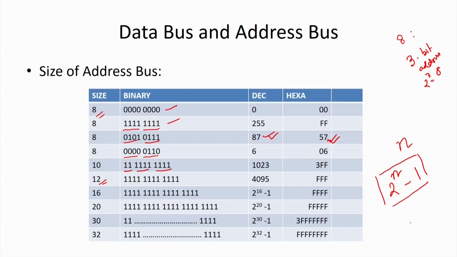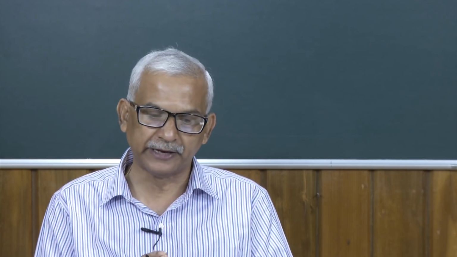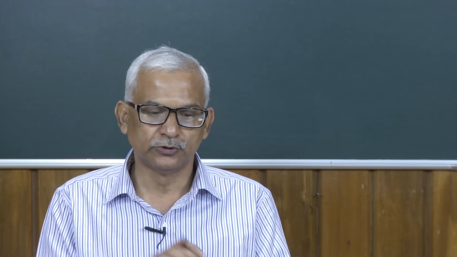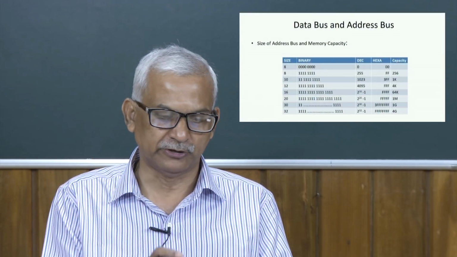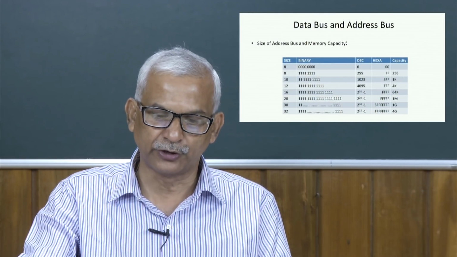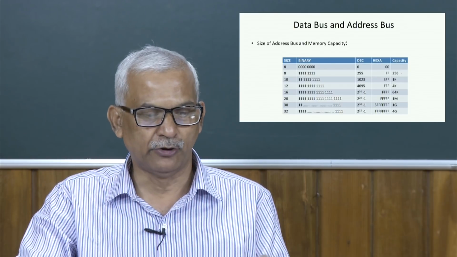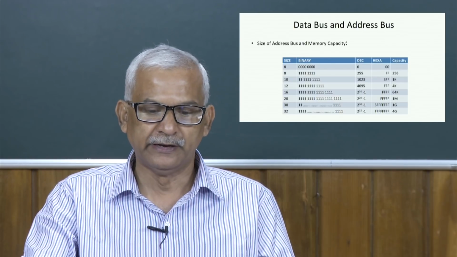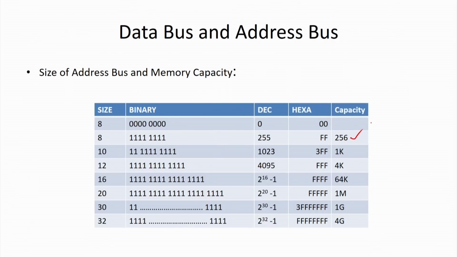So, total 2 to the power n memory locations, going from 0 to 2 to the power n minus 1. So, 2 to the power n memory locations we can address. The size of the memory module that we can connect to the processor depends on the size of the address bus. Now we are talking about the address bus. This is the same slide, but along with that we are talking about the capacity. If the size is 8 bits, then the total memory capacity is 2 to the power 8, that is 256. That means we have 256 memory locations.